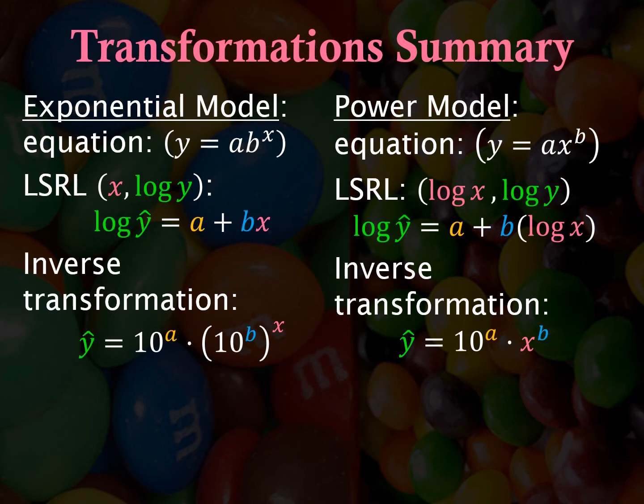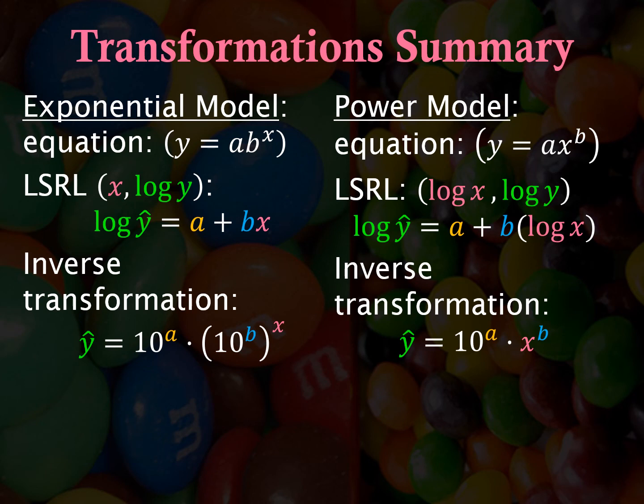So here's the summary slide for transformations to achieve linearity. We have a curved scatter plot, so you can't use the linear model. What do we do? We have two possibilities. We have the exponential model, which is y equals a times b to the x. We have the power model, y equals a times x to the b. So if you were to take x and plot it against the log of y on a scatter plot and you see that it's linear, that is the exponential model.